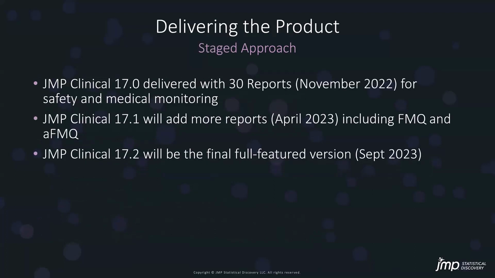We're delivering this in a staged approach because it's been a very aggressive timeline for us to move to this new version, not using SAS. We delivered version 17.0 in November, and it had 30 reports in it that were ready to go, mostly for safety reviews and medical monitoring. And just shortly, within a week or two, we're going to release JMP Clinical 17.1, which adds more reports, including new FDA medical query and algorithmic FDA medical query reports, which I'll show you.